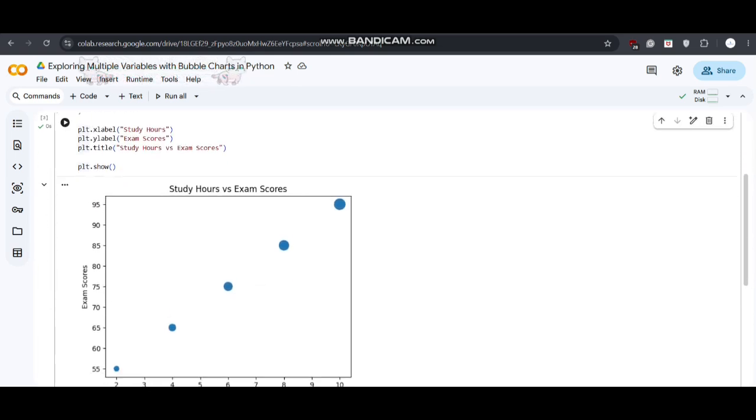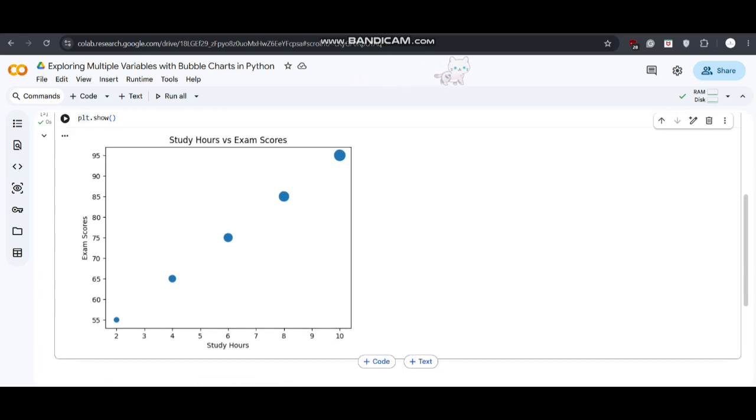Now let's understand the bubble chart. Each bubble represents a different student. The horizontal axis represents the study hours and the vertical axis represents the exam scores. Larger bubbles indicate higher attendance percentage, and the upward trend suggests that increased study hours are associated with higher scores. And bubble charts also help us to visualize multiple dimensions of data within a single plot.